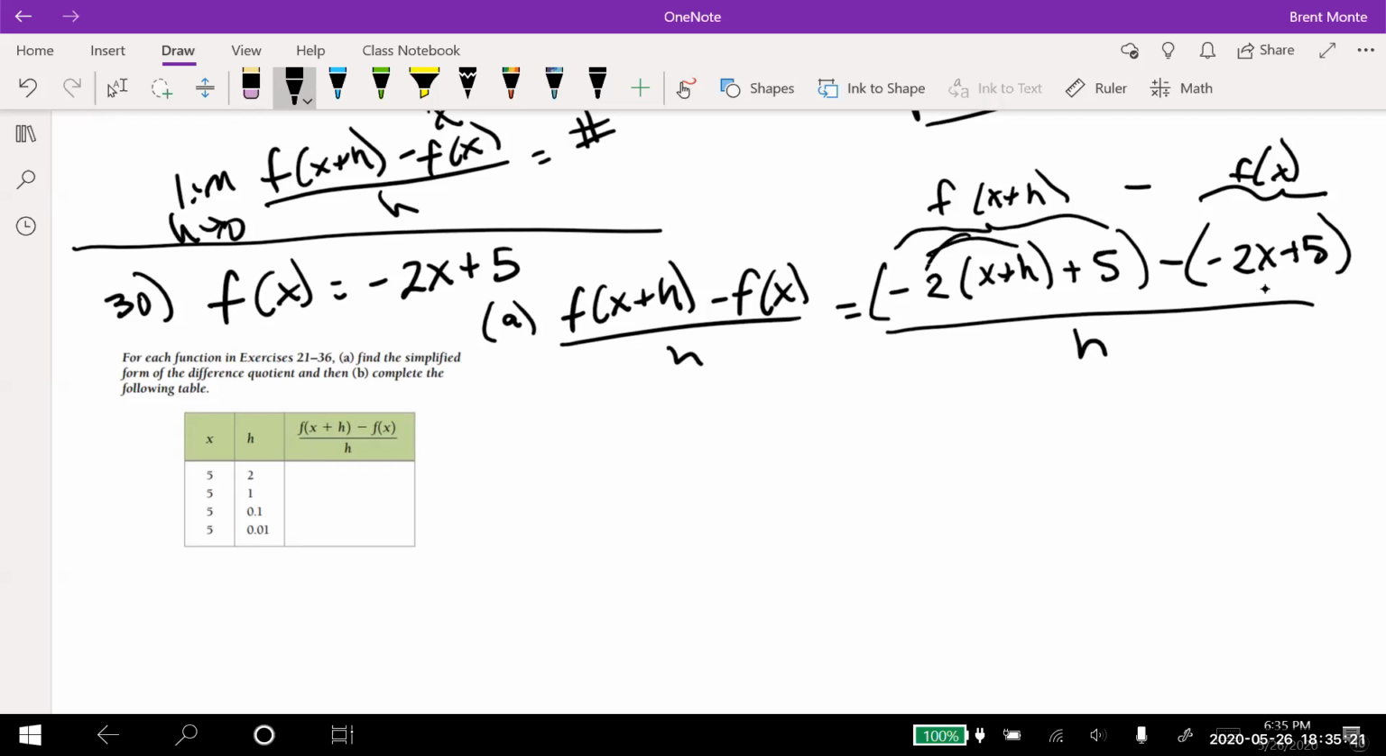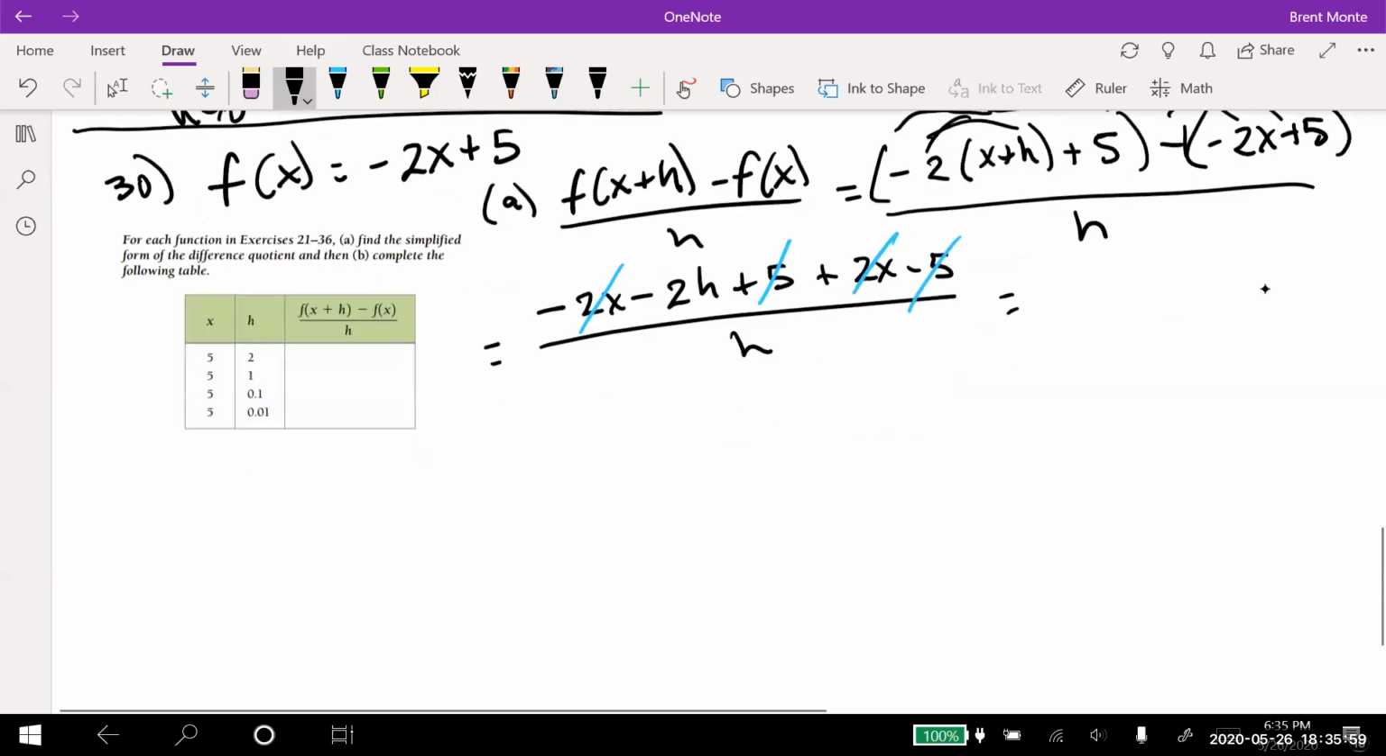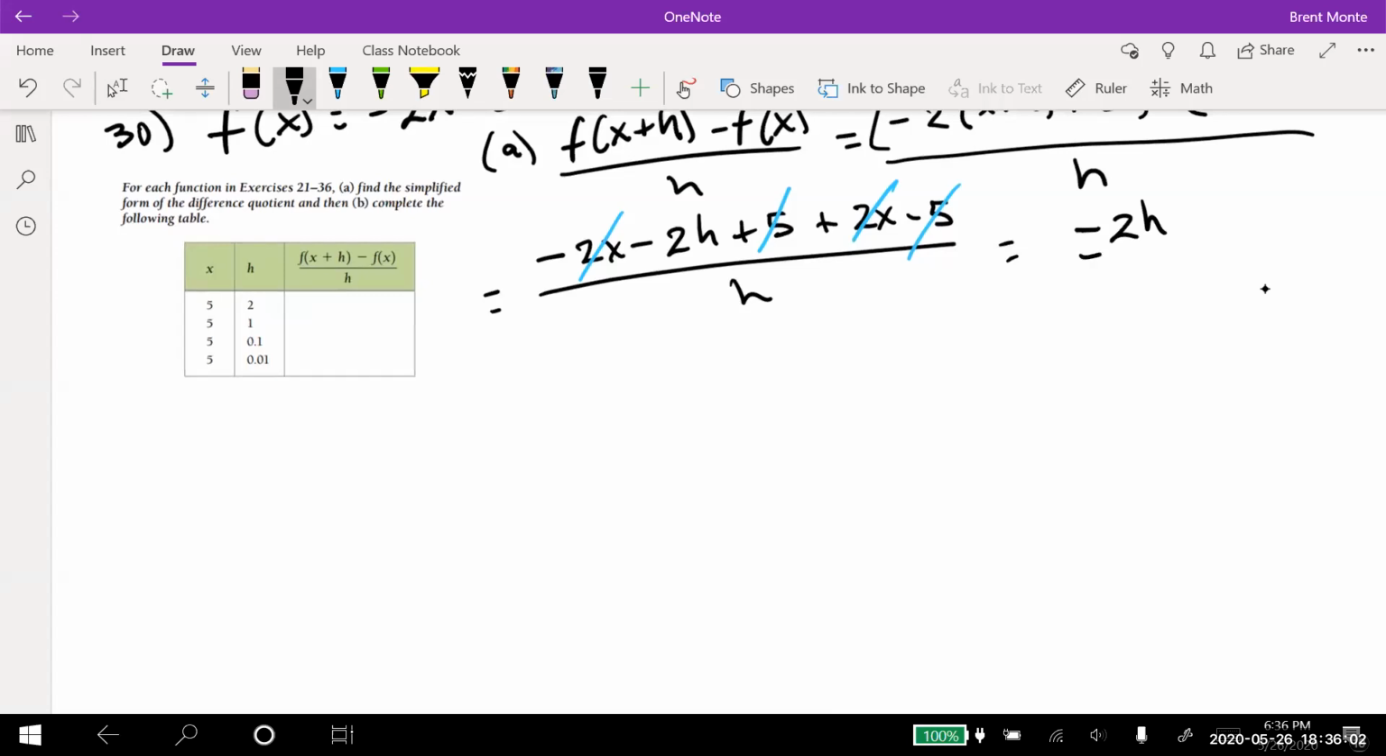I just distribute here. So I get -2x minus 2h plus 5. And then the minus, distribute the negative. If you want to think of it as a -1, that changes it to plus 2x minus 5, all over h. And again, everything that doesn't have an h is going to cancel. This time there's only one term left. So this simplified to -2h over h.